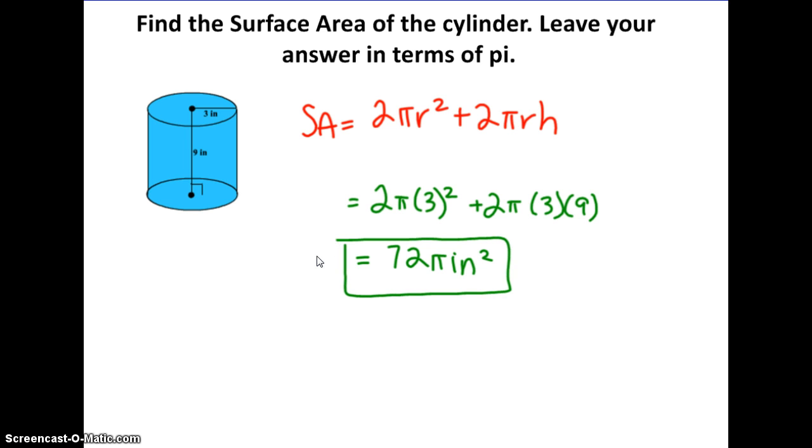Alright, so hopefully you have worked the problem and now you are unpausing the video to watch. I plugged 3 everywhere there's an r and a 9 everywhere there's an h, and I get 72 pi inches squared. As a reminder, anything that's area, regular area, surface area, is only going to be squared. In volume is when you'll start to see units cubed.